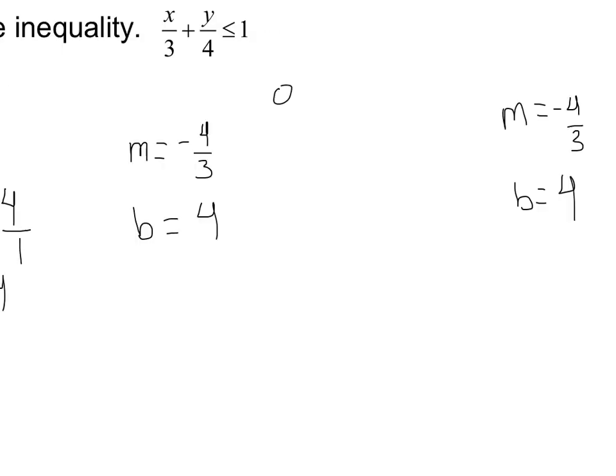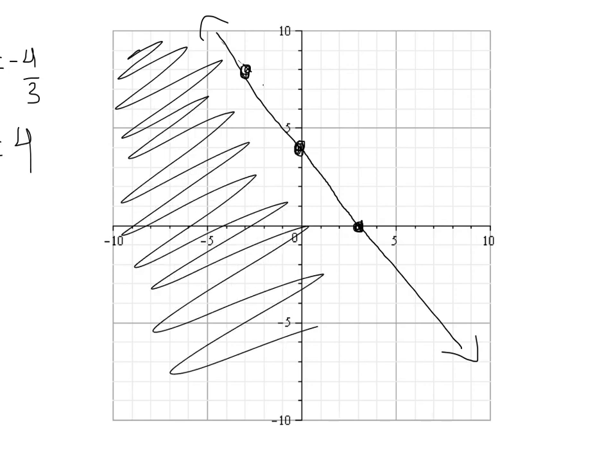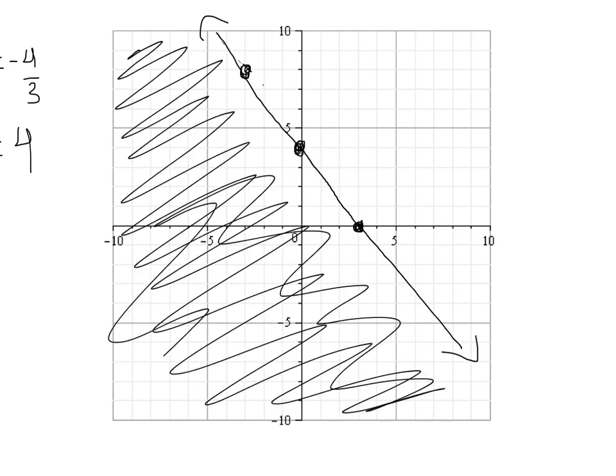So I say 0 divided by 3 plus 0 divided by 4 is less than or equal to 1. 0 plus 0 less than or equal to 1. Is 0 less than or equal to 1? Yes. So it was true. So we look back at our graph. I plugged in the point 0, 0 right here. It was true, so that means shade this side. Okay?